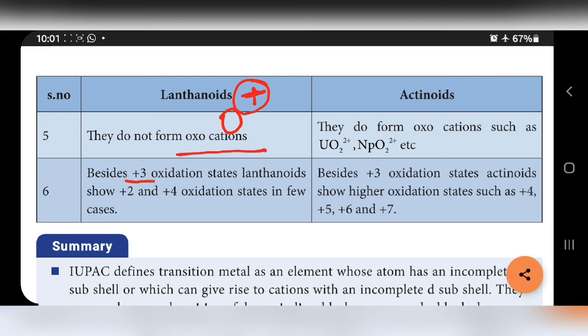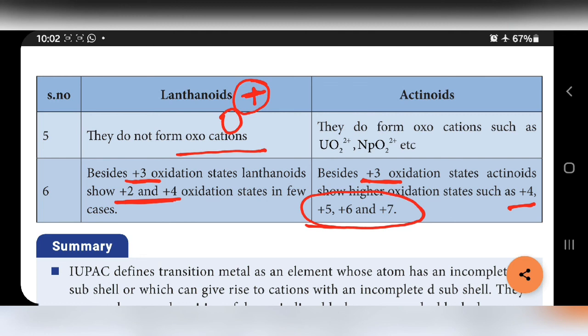Besides +3, lanthanoids also show +2 and +4 oxidation states, while actinoids besides +3 also show +4, +5, +6 and +7 oxidation states. These are the differences between lanthanoids and actinoids.